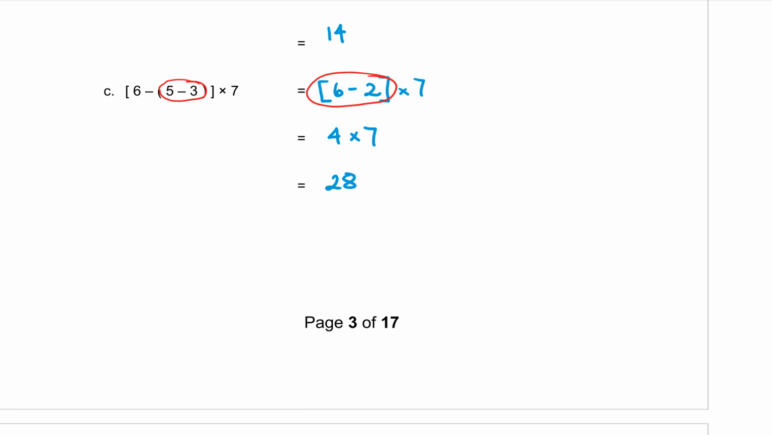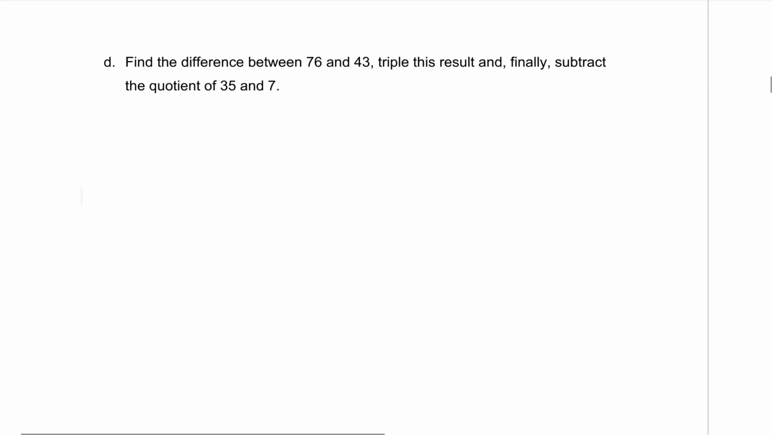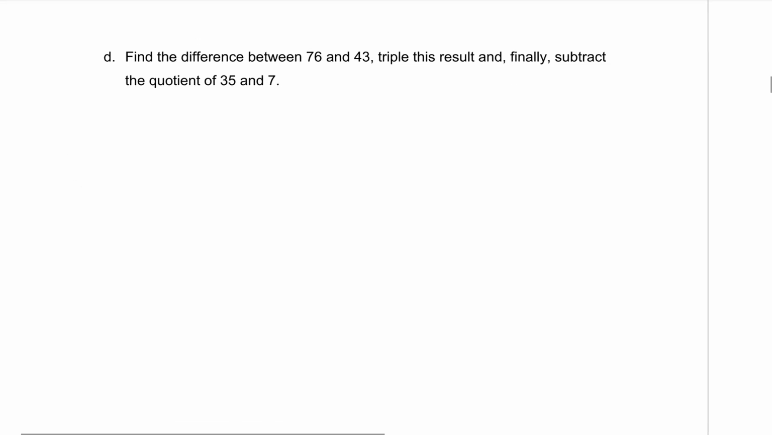Okay, over onto the next page, we have a word problem. It says, find the difference between 76 and 43, triple this result, and finally subtract the quotient of 35 and 7. Okay, what do all those words mean? Let's read it again and put some symbols in there.